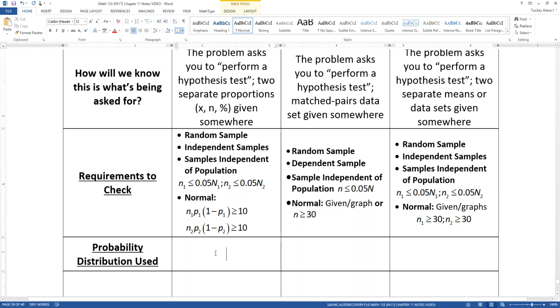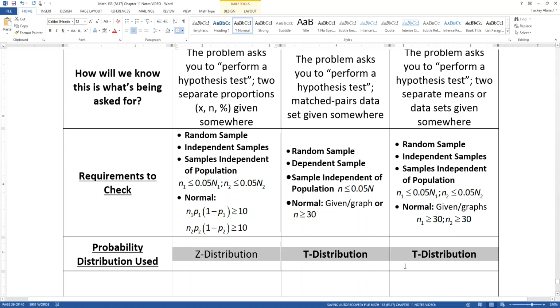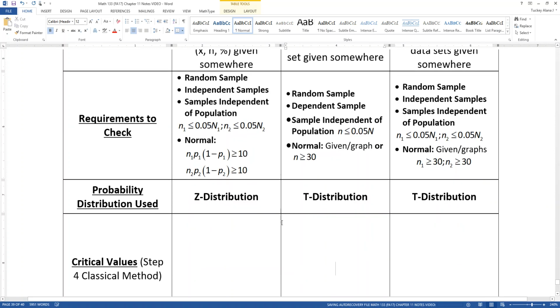Now the distributions used are pretty obvious. The proportion one, as per usual, uses the z-distribution, and the two mean ones use the t-distribution, just like in chapters 9 and 10. Proportions used the z-distribution, means used the t-distribution. The only exception to that is the sample size formula from section 9.2. But everything else, means always use t, and proportions always use z.